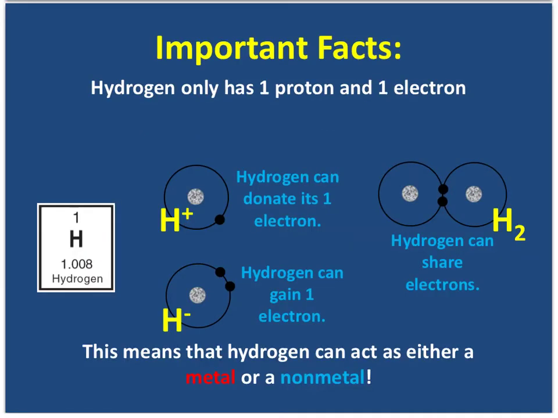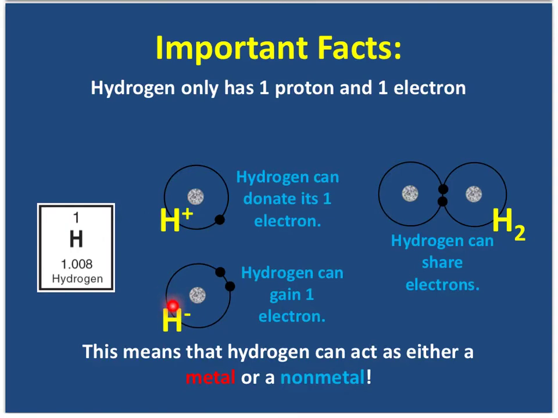Now let's look at some important facts about hydrogen. Hydrogen only has one proton and only one electron. That means hydrogen, which also has only one energy level, only needs 2 electrons to be stable. Hydrogen can lose this 1 electron, donating it to become the hydrogen ion. It can gain an electron to become the hydride ion. So here it acts like a metal, and here it acts like a nonmetal.